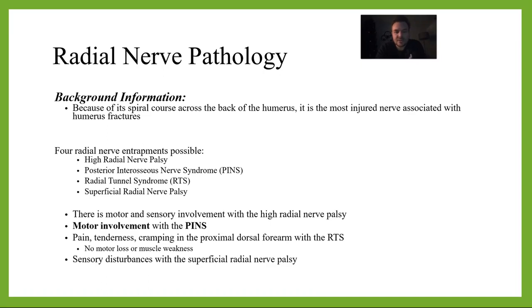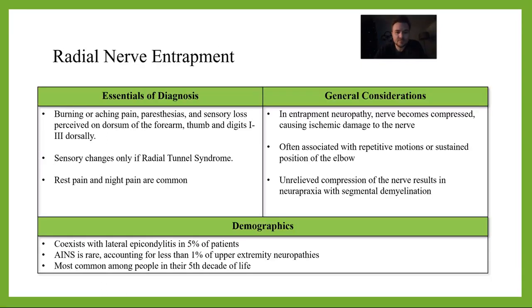There is pain, tenderness, and cramping in the proximal dorsal forearm with radial tunnel syndrome, and there are sensory disturbances with the superficial radial nerve palsy. So, sensory changes only in radial tunnel syndrome.